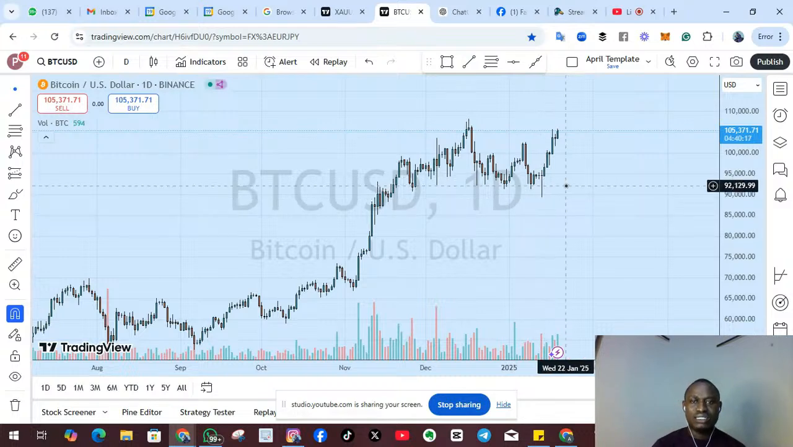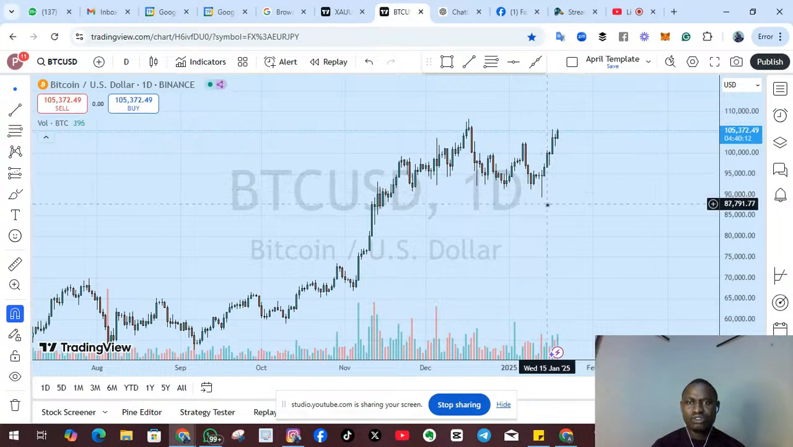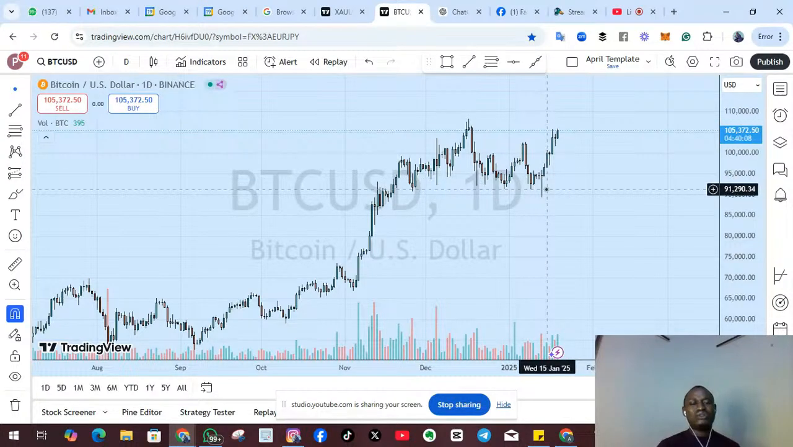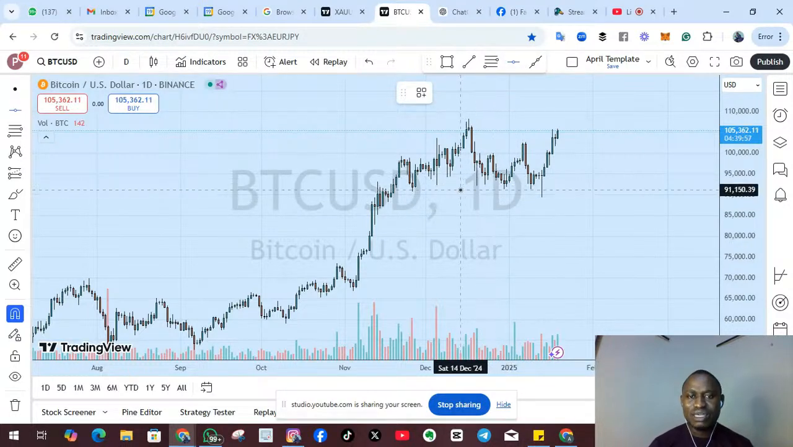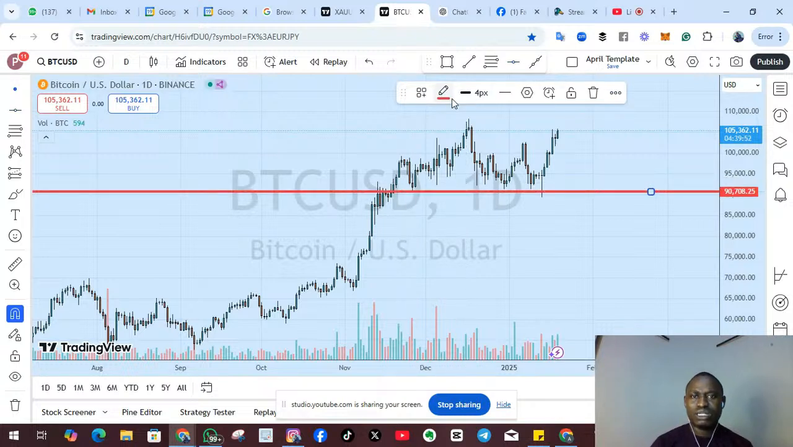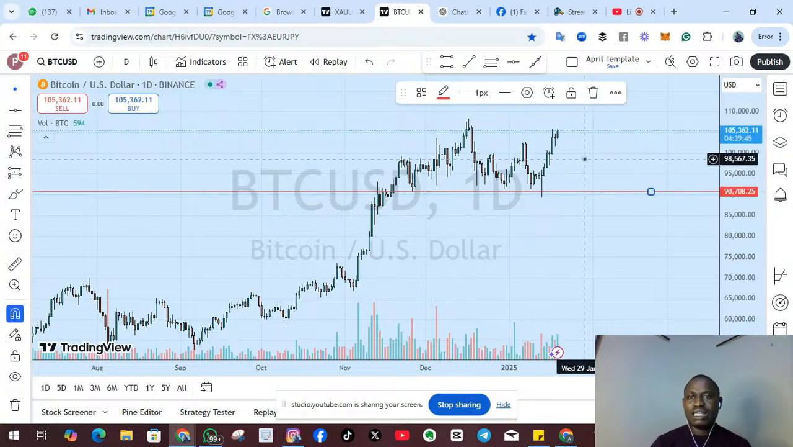You can see this never closed below this. It is only the wicks. You can see it's just the wicks. So this is a liquidity grab and not a break of structure. Don't make that mistake. Of course, you can see immediately after that happened, market went up. I predicted this was going to happen. Let me adjust this line. So market came here.